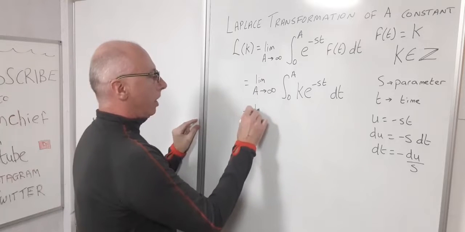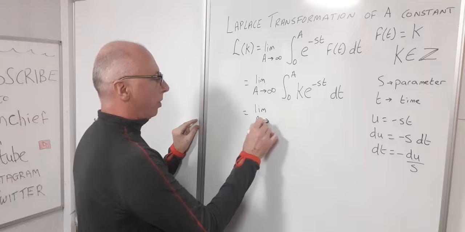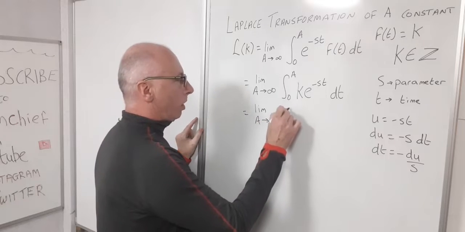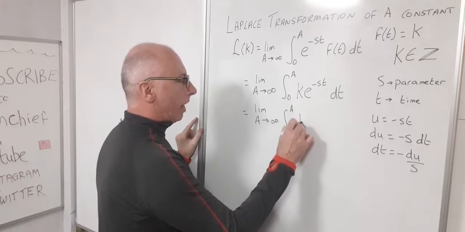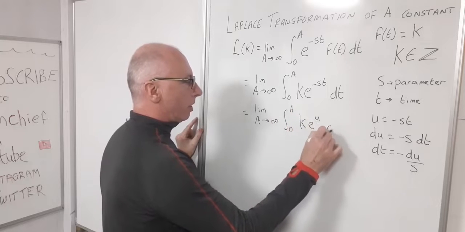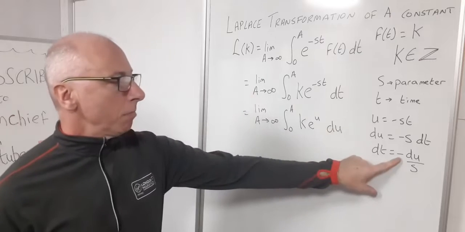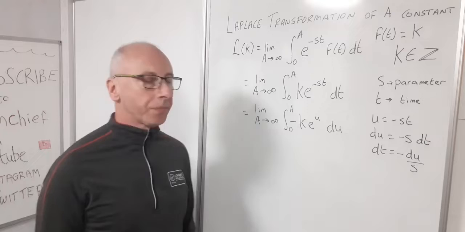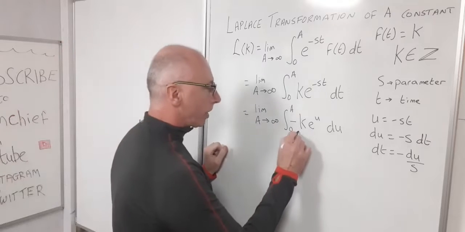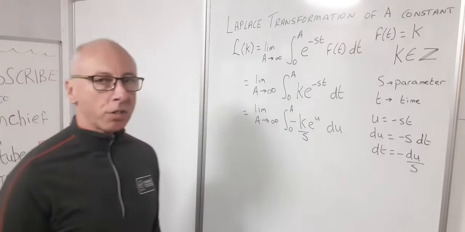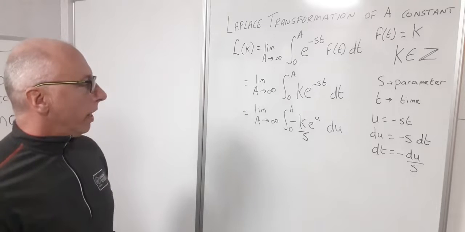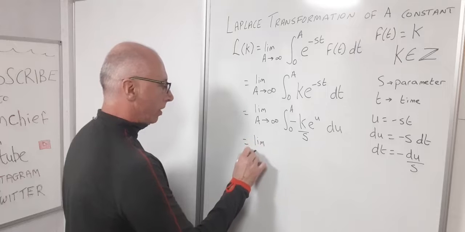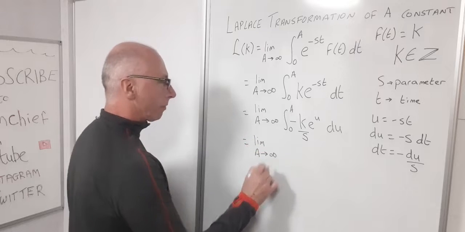So now I've got the limit as a approaches infinity. My integral now in the u world is from 0 to a, k, e to the u, du, and then I need a minus and an s. So the minus I'm going to bring to here, and the s I'm just going to divide my integrand by it. Okay, so now we're ready to integrate. So now I've got the limit as a approaches infinity.